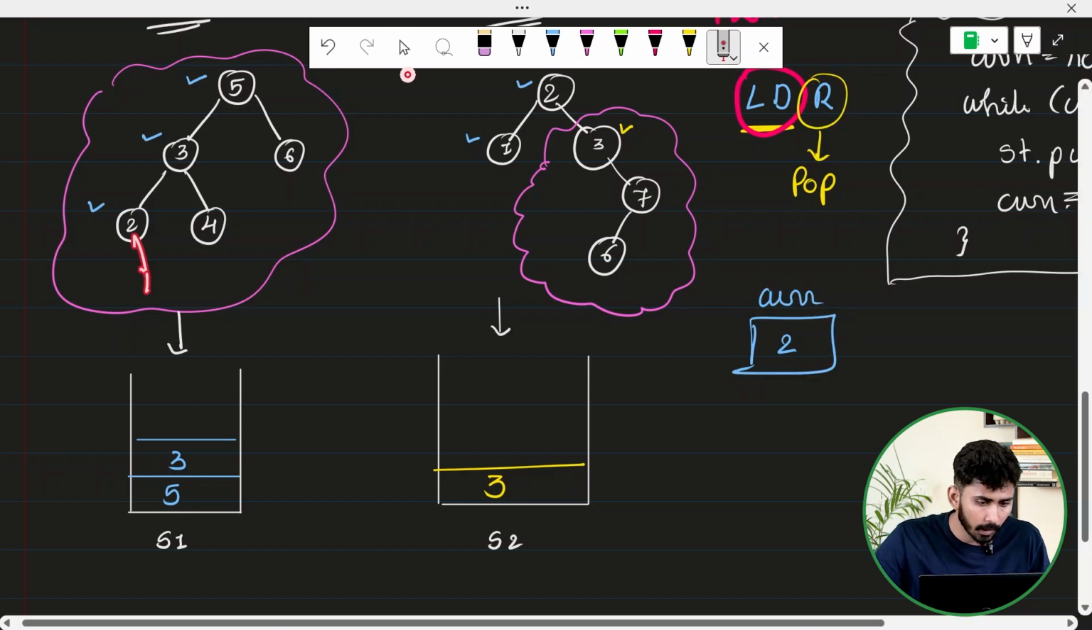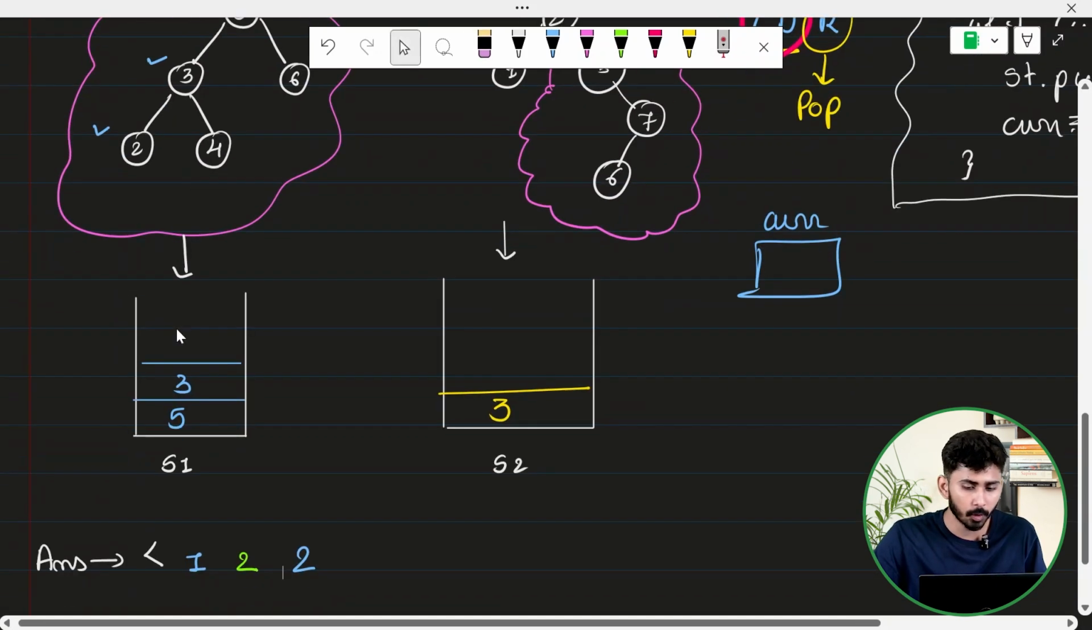For node number 2, do we have any right subtree? Nothing is there, right? So I cannot do anything. Okay, so moving on forward. Now which one is the smallest element? 3 and 3. I can see both of them are the smallest.